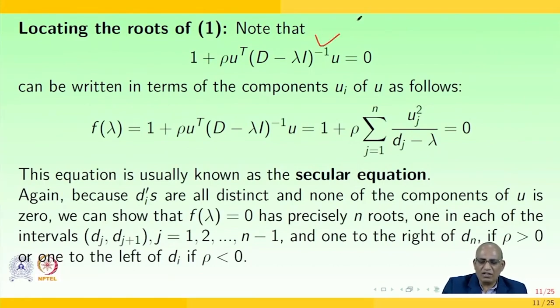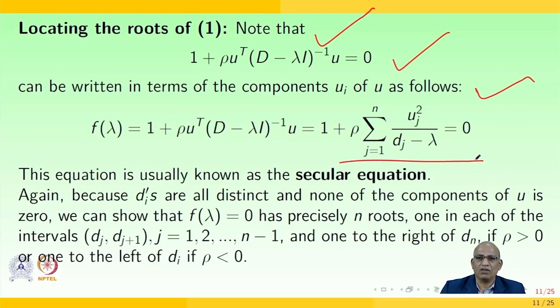Locating the roots of equation 1, we note that 1 plus rho times u transpose (D minus lambda I) whole inverse u equal to 0 can be written in terms of the components of u as follows. f(lambda) = 1 plus rho times u transpose (D minus lambda I) inverse u will be equivalent to 1 plus rho times the summation j equals 1 to n of u_j squared upon (d_j minus lambda) equal to 0. This equation is usually known as the secular equation.